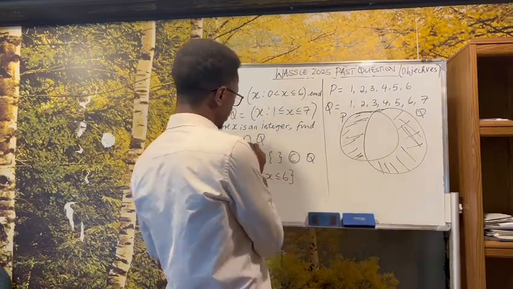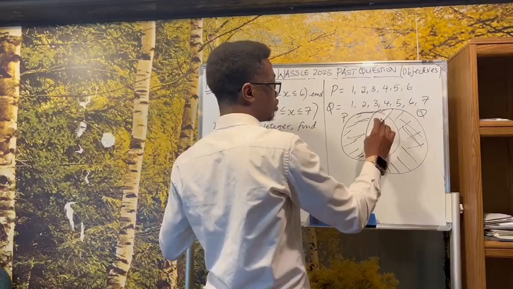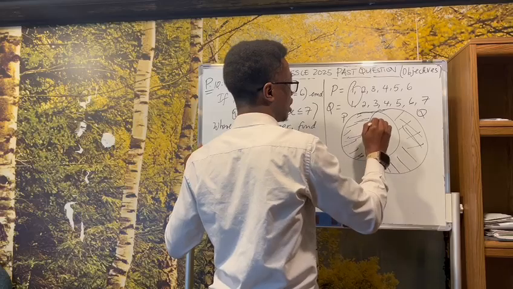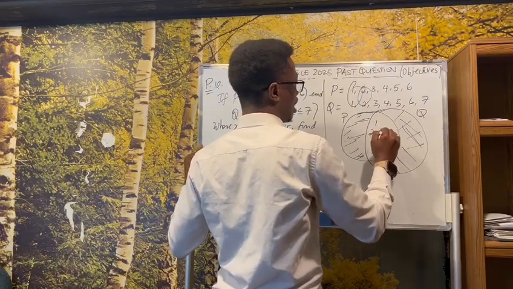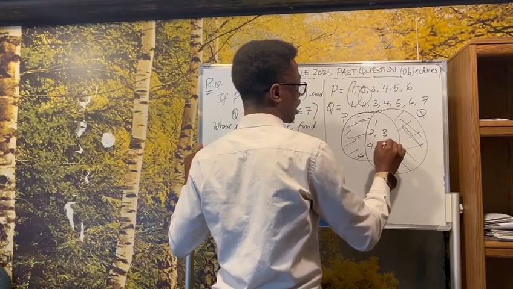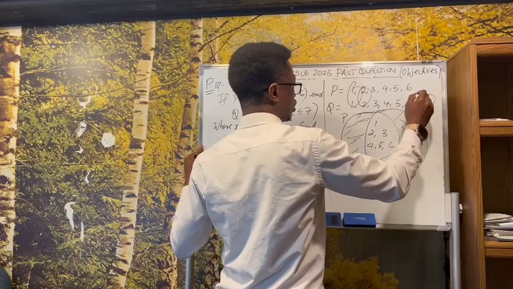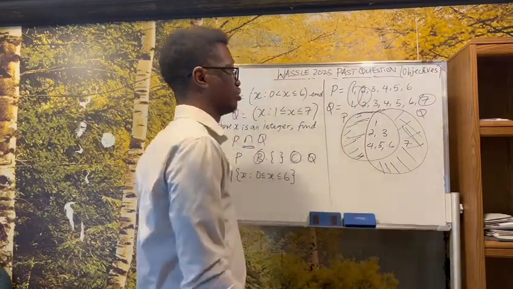So now what does this mean? It means they intersect. So let's put the elements together. This means they share something in common. 1, we put it here. 2, we put it here. 3, we have it. We have 4 on both sides, 5 on both sides, 6 on both sides. Then Q has 7, so you put the 7 here. This one has no elements.